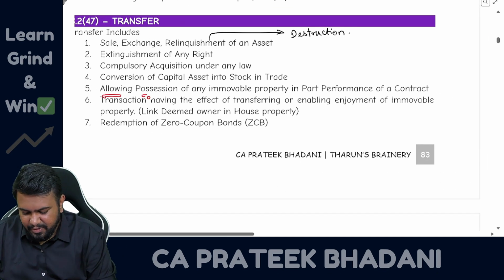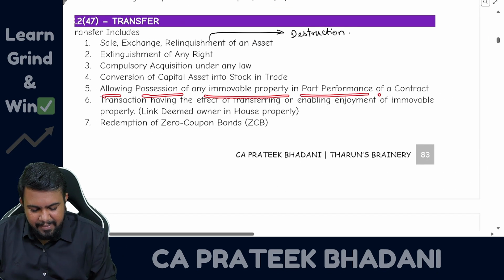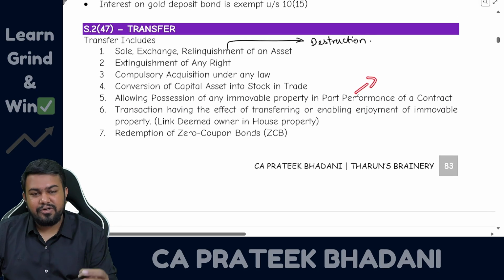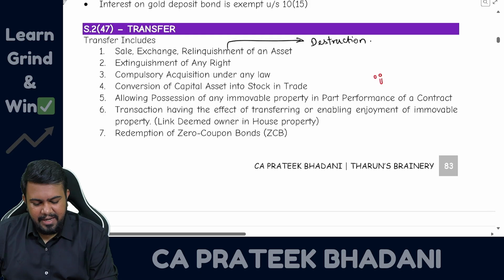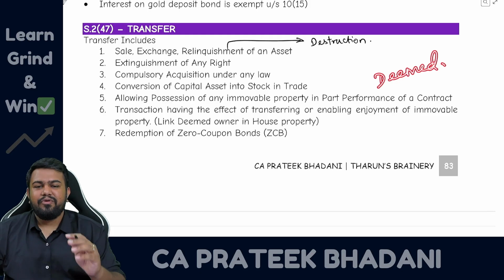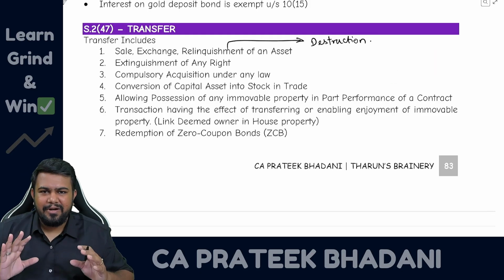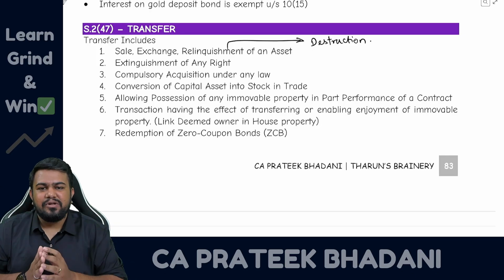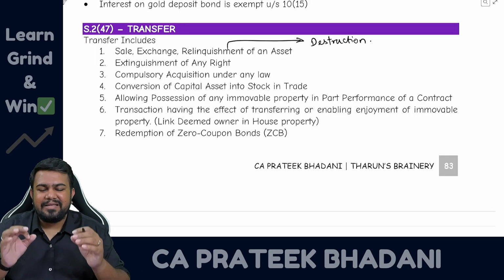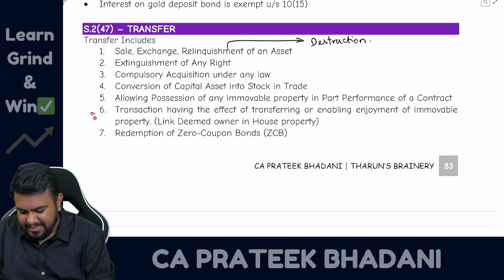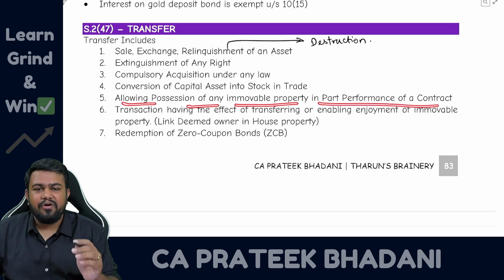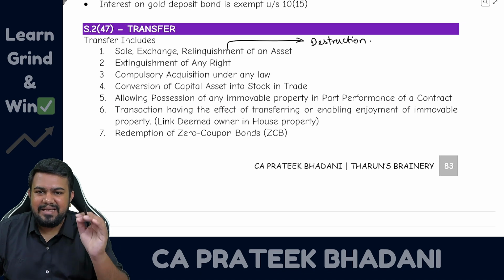Then allowing the possession of any immovable property in part performance of a contract. So this part performance of a contract we have also discussed in house property chapter in deemed owner concept. There what did I tell you? As per Transfer of Property Act, if you have transferred the possession alone, sale registration is not done, but still possession has been transferred, in that case also the person who is receiving will be considered as the owner, and here also it is considered as transfer. So allowing the possession of any immovable property in part performance of contract will be considered as transfer.